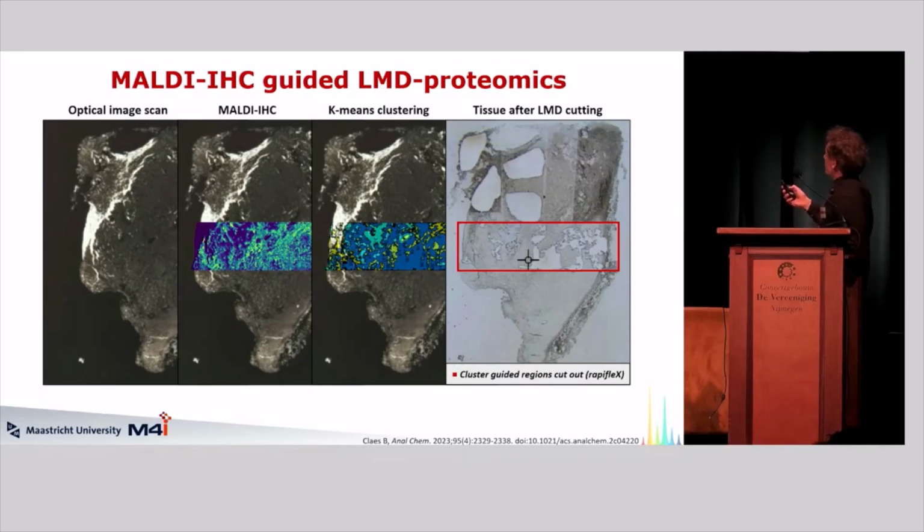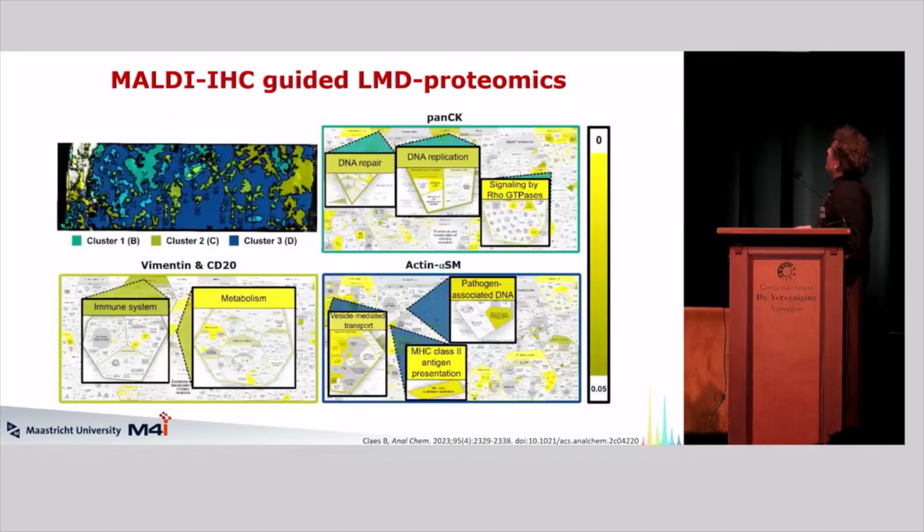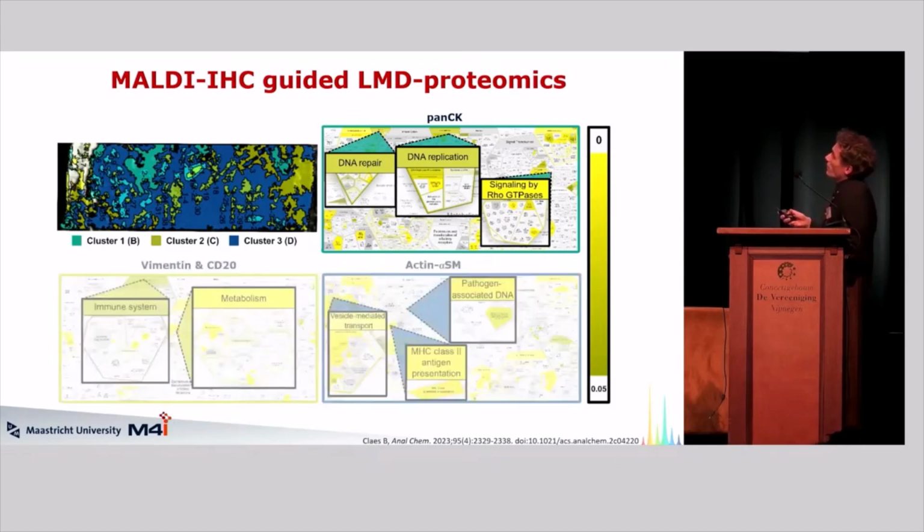So in this case, we did a tryptic digest of the regions, and then looked at which pathways and proteins we saw in this. What we got out of that was mainly 3 different clusters. So we have the first cluster here, the teal cluster, which was mainly correlating with the localization of pan-cytokeratin, and looking at the specific pathways and overrepresented proteins that we saw in these pathways.